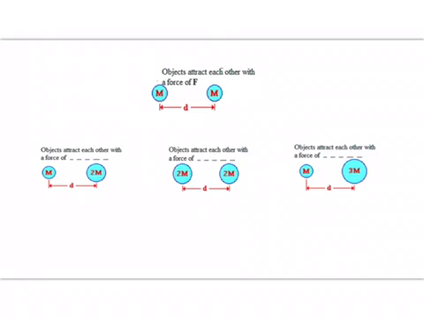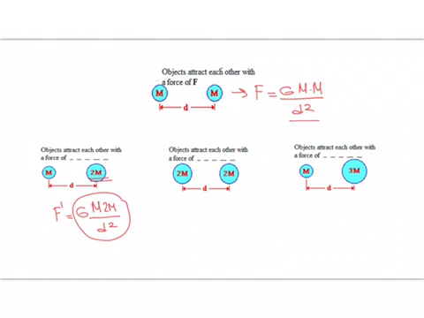In this example, two objects apply a force of F, which is equal to G times M over the distance squared. And we are going to compare the other three examples. In the first one, you see that the second object has a mass of double value, so the new force will be equal to G times the mass of 1 times 2 times the mass of 2 over the distance squared. So you see that this value is twice the initial one, so the force is doubled.